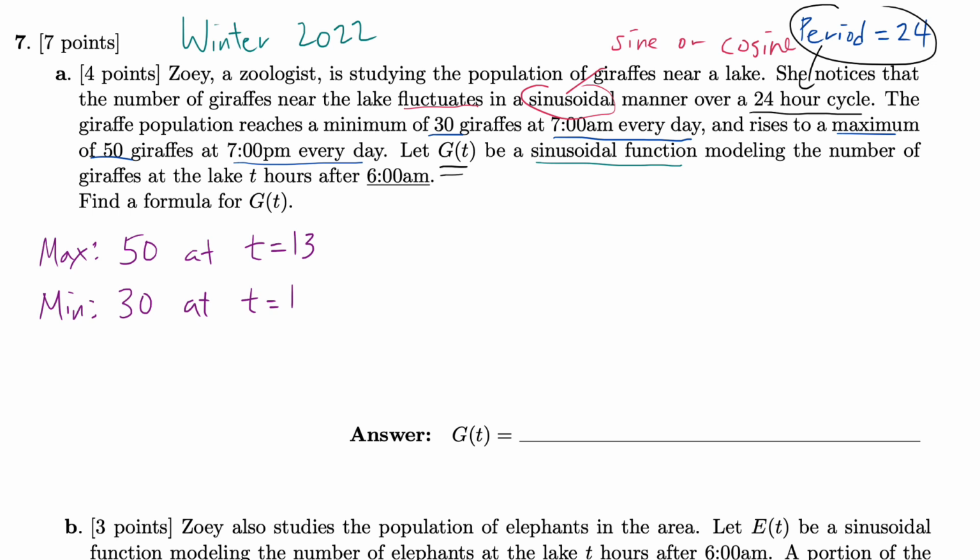So how do we find the formula? Well, to find the equation of sine or cosine, there are really 4 different pieces of information you need to analyze. The first is that you should know the period. And period is the time it takes for the entire graph to start repeating.